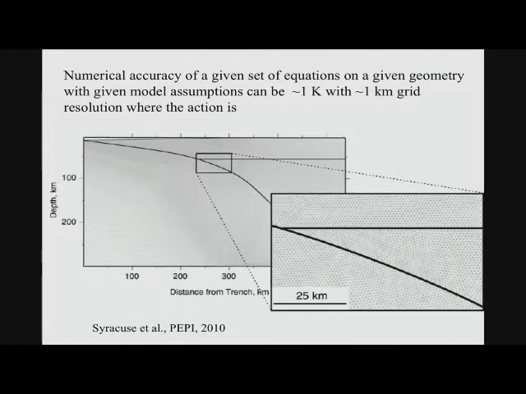So this was the conclusion from the benchmark and from internal tests that you can do with these type of things. We can be accurate to within 1 Kelvin. I don't think that the numerical accuracy is an issue in most of these models, assuming people use high enough grid resolution.